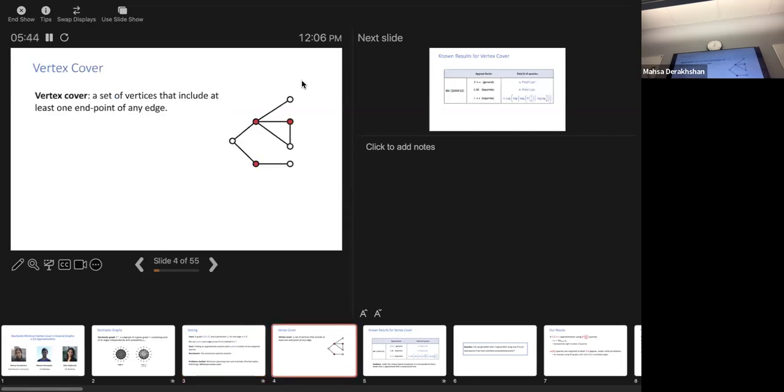A vertex cover is a subset of vertices that contains at least one endpoint of any edge, and we are interested in finding small vertex covers.